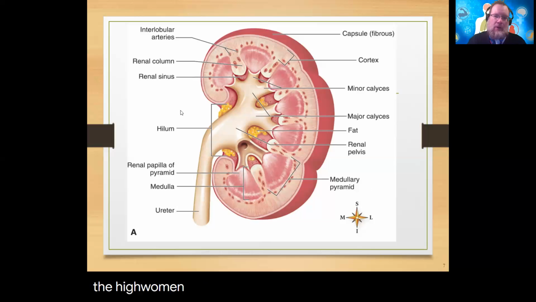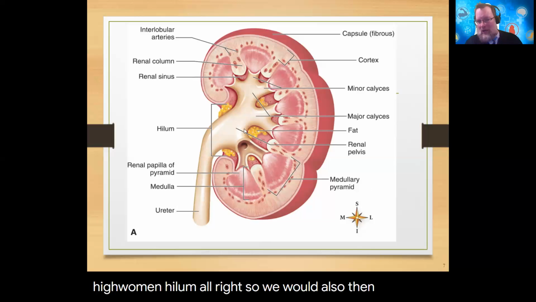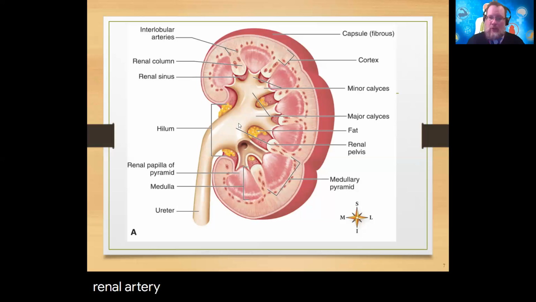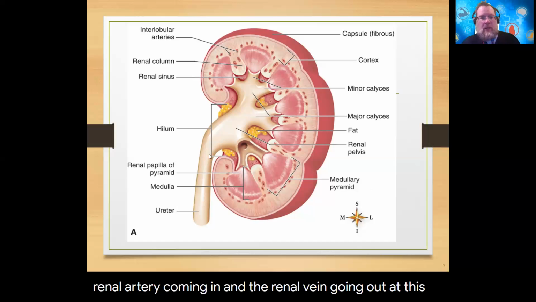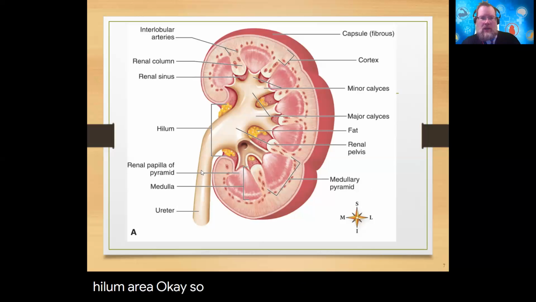All right. So we would also then see the renal artery coming in and the renal vein going out at this hilum area. Okay, so let's work our way. We'll end at the hilum.